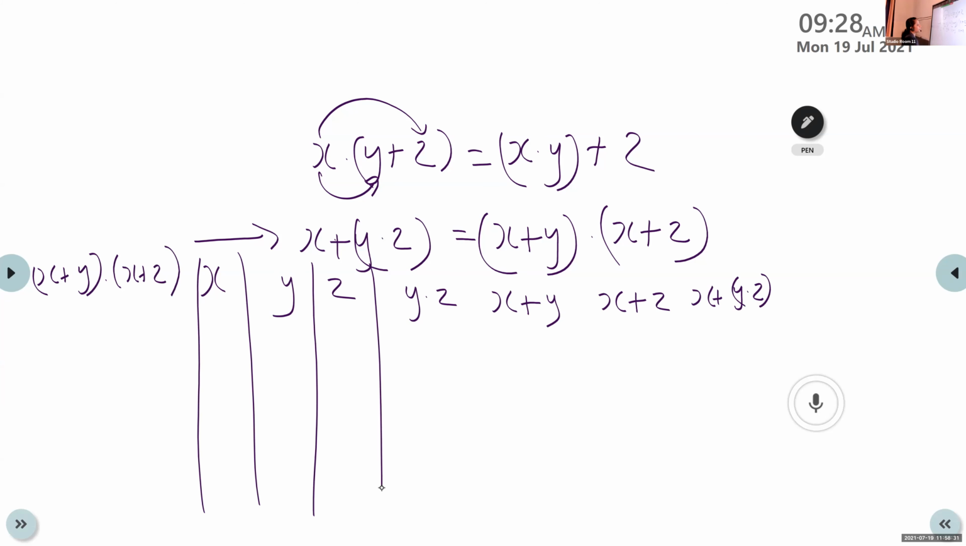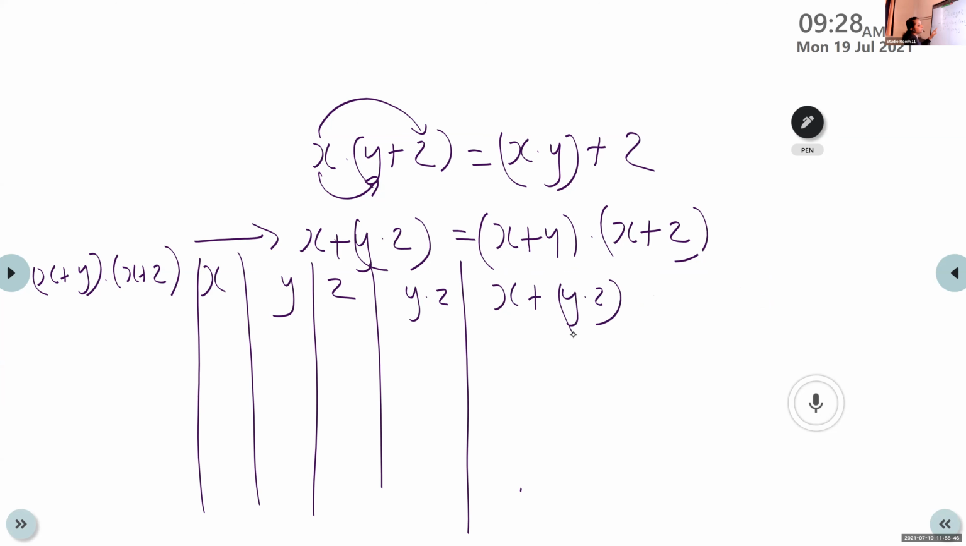Or we can write after Y plus Z, X plus Y dot Z. Just write it. After Y plus Z, we can complete this side, that is X plus Y dot Z. After that, we can move to the next section: X plus Y, then X plus Z, then X plus Y into X plus Z. Okay.